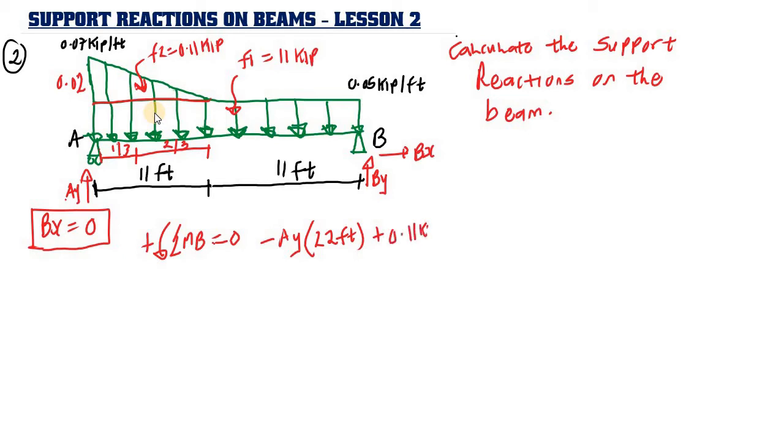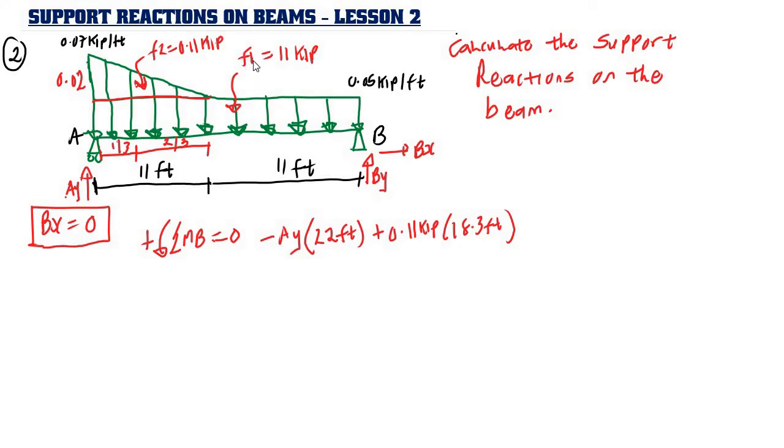So this is positive 0.11 kip. We also need the distance. What is the distance? The distance is going to be 2/3 of 11 feet plus 11 feet. So 2/3 of 11 feet plus 11 feet is going to give us 18.3 feet. So this is multiplied by 18.3 feet.